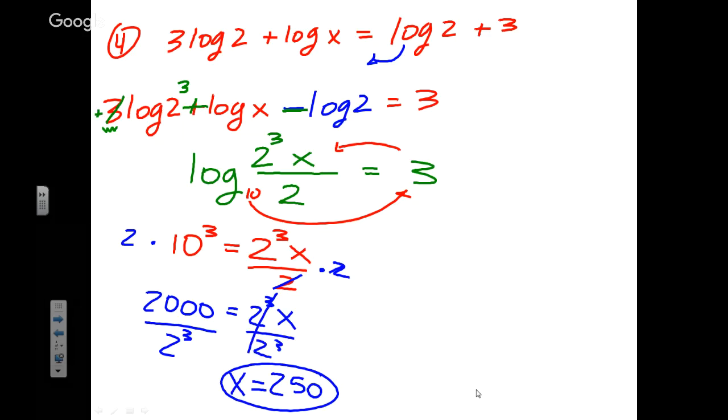So get the logs together. That's what we did in our first step. So move that log over. Write as one log. And then translate.